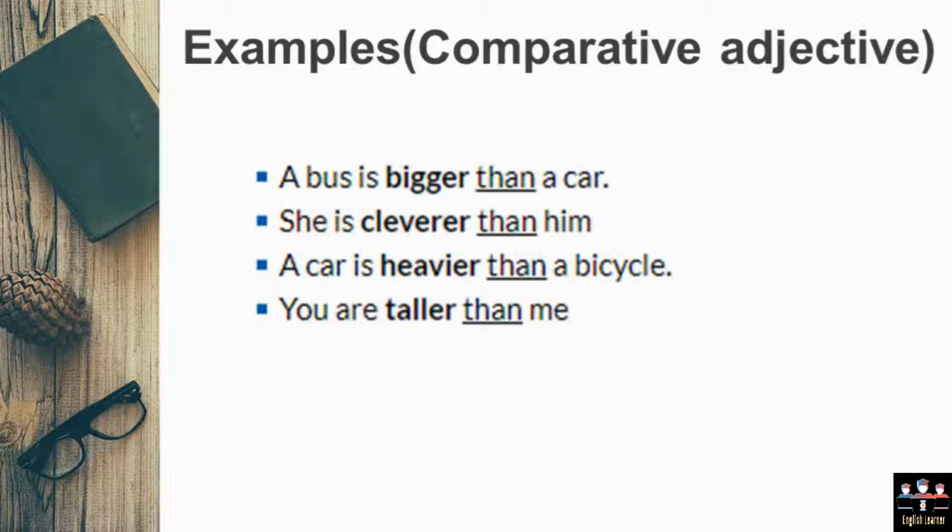Now the two things are compared in this. A bus is compared with a car in order to justify that the bus is bigger in size than a car. Number 2, she is cleverer than him. Number 3, a car is heavier than a bicycle. Number 4, you are taller than me. In all these examples, a single thing is compared to another single thing, and we have used "than" for comparison between two things.